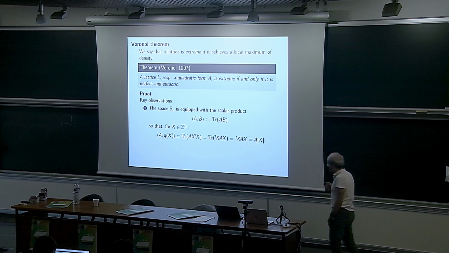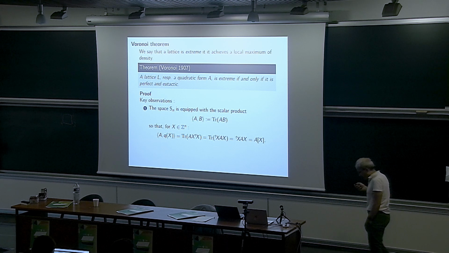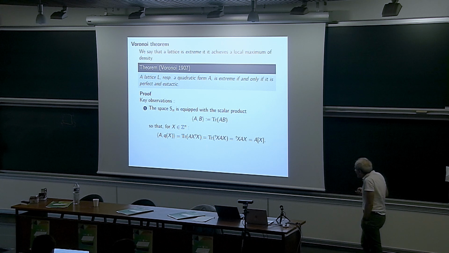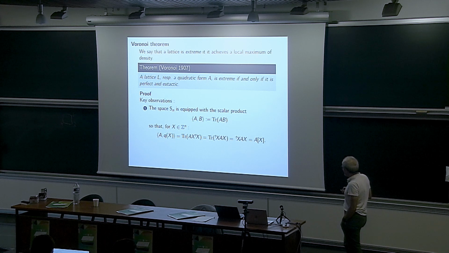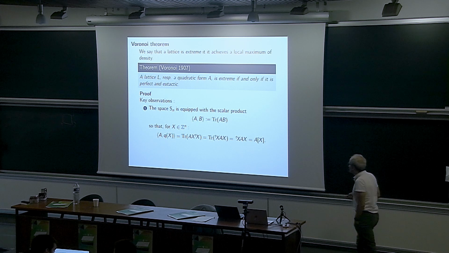So really the key point in Voronoi theory, including the construction of the Voronoi complex, is this obvious observation that the evaluation of a quadratic form on a vector X can be thought of as the scalar product of the matrix A with the corresponding matrix Q of X. This is really a key point in all the theory.